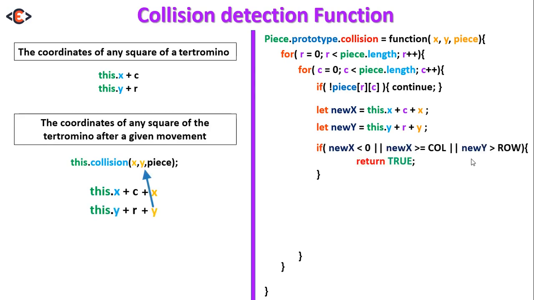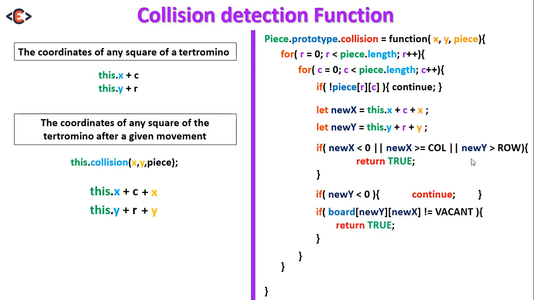Then we check if our piece won't be beyond the boundaries, and then if the new y is less than 0, we skip it, because it will crash the game. And then we check if the board with the new y and the new x is not vacant, meaning there is no locked piece already in the place. And then if none of these are true, we return false.